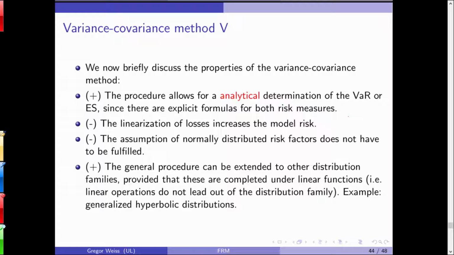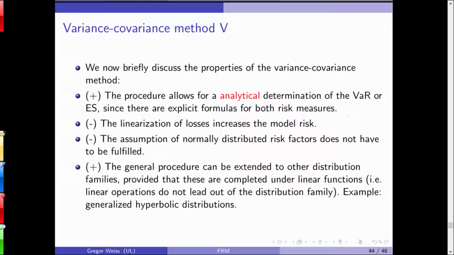Look at this like this. If you make the assumption of a normal distribution and this assumption is right, then the VaR estimate will be exact. It will be correct. Why? Because for a normal distribution, the quantiles are known exactly.